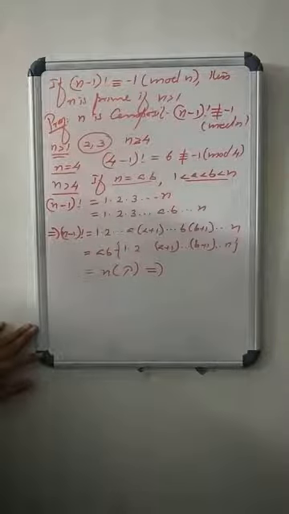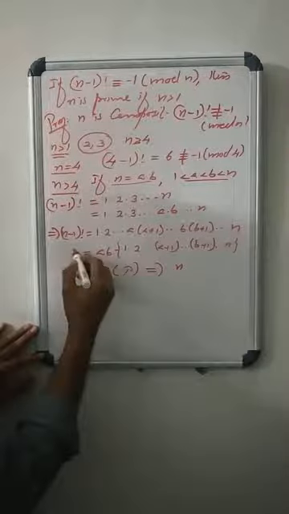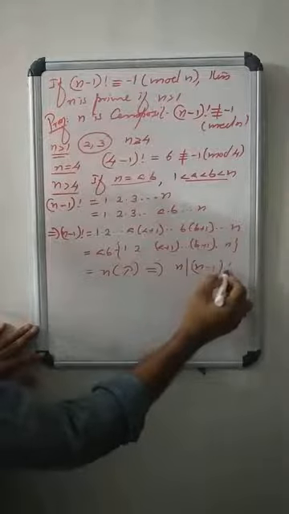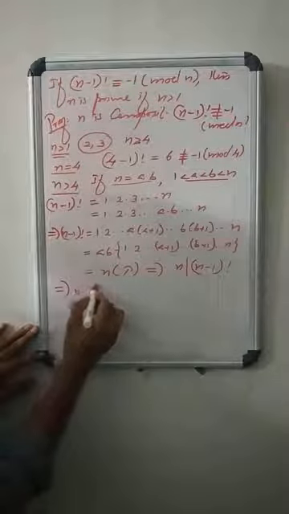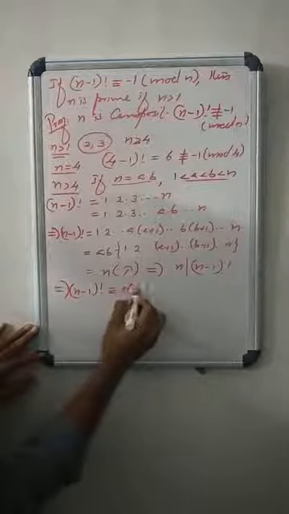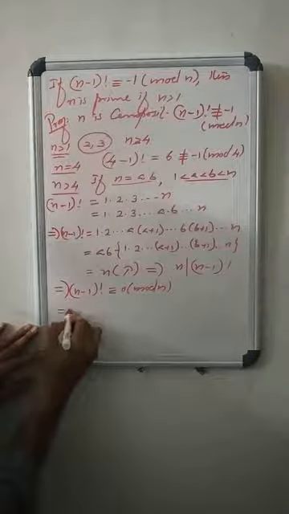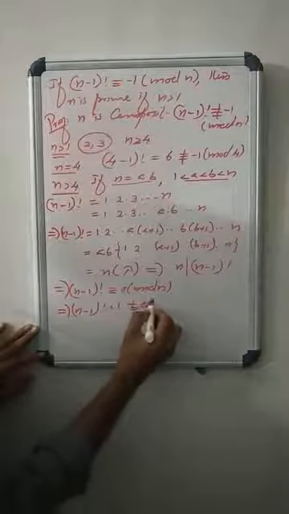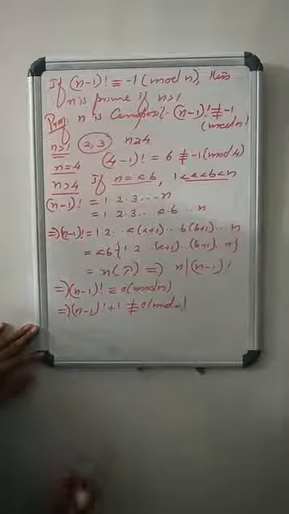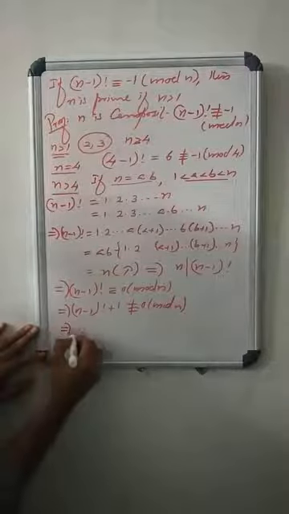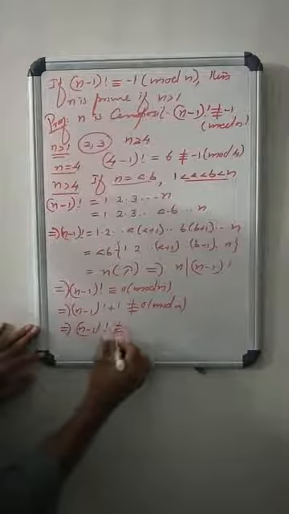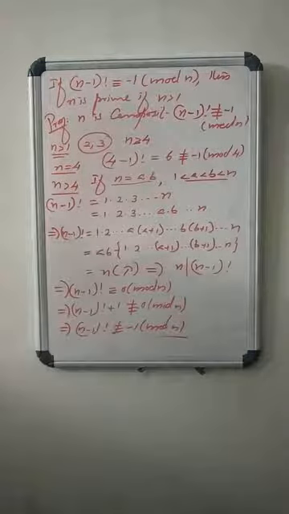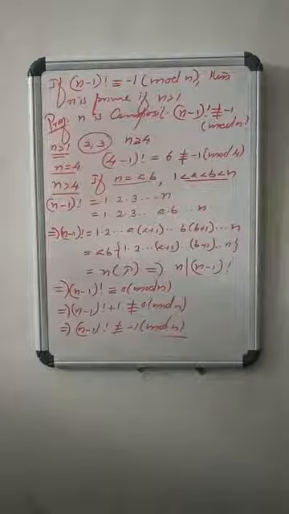That means n minus 1 factorial is a multiple of n, meaning n divides n minus 1 factorial. That means n minus 1 factorial is congruent to 0 mod n. So n minus 1 factorial plus 1 is incongruent to 0 mod n. That means n minus 1 factorial is incongruent to minus 1 mod n. So when n equals 4, n minus 1 factorial is incongruent to minus 1 mod 4.